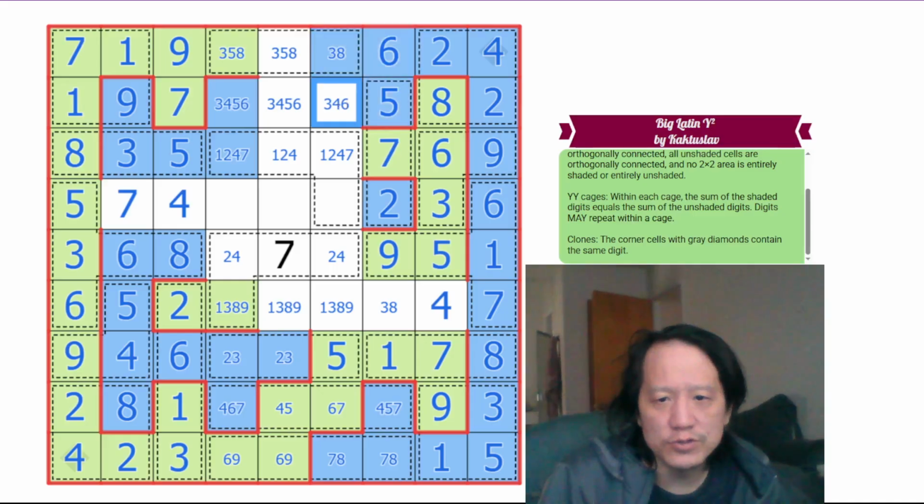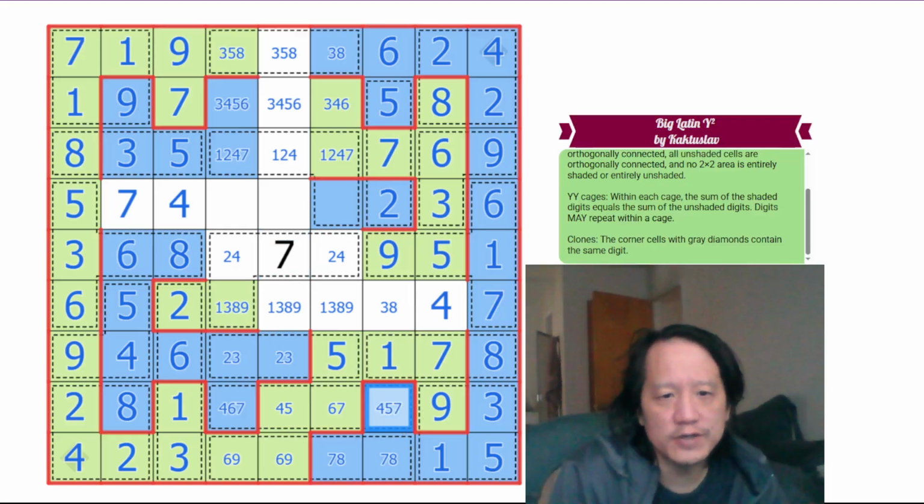That is 3 blues, so this must be green. The blue must connect, so it must be blue that way. This is a diagonal of green, so this cannot be a diagonal of blue, so this must be green. So it's boundary, boundary, boundary.